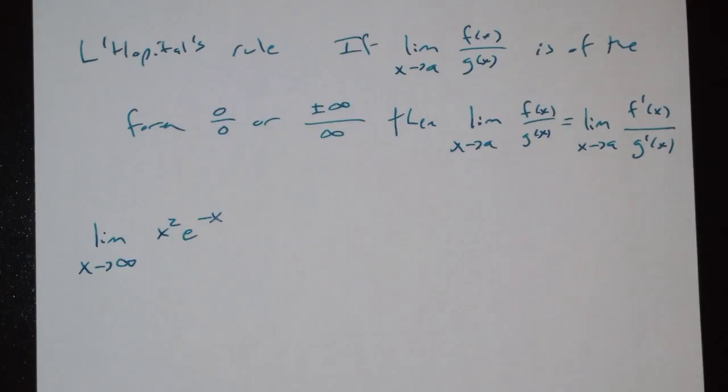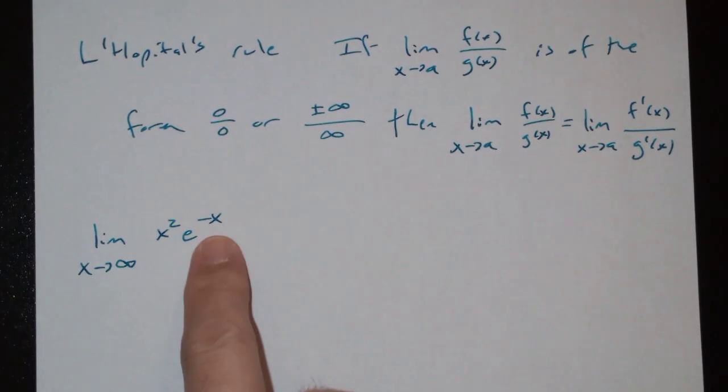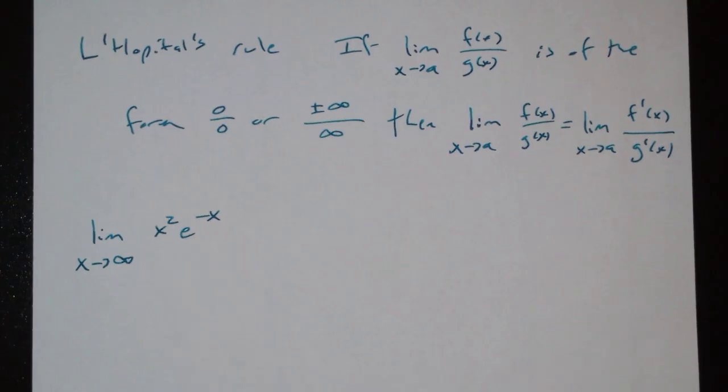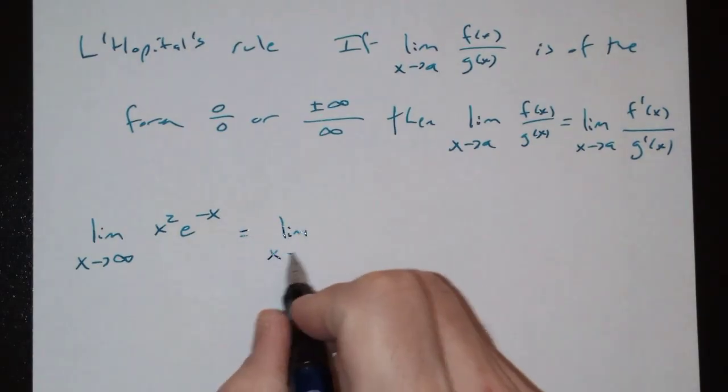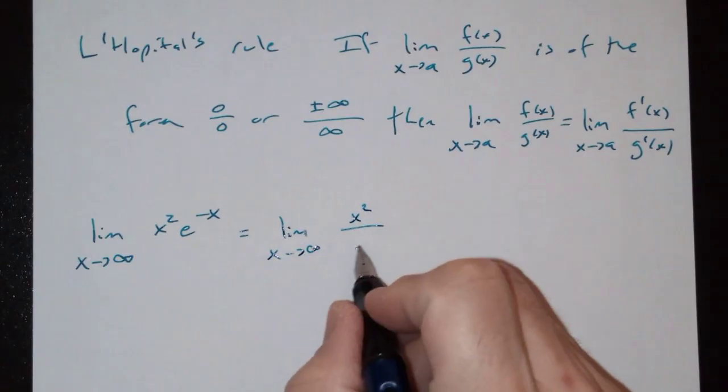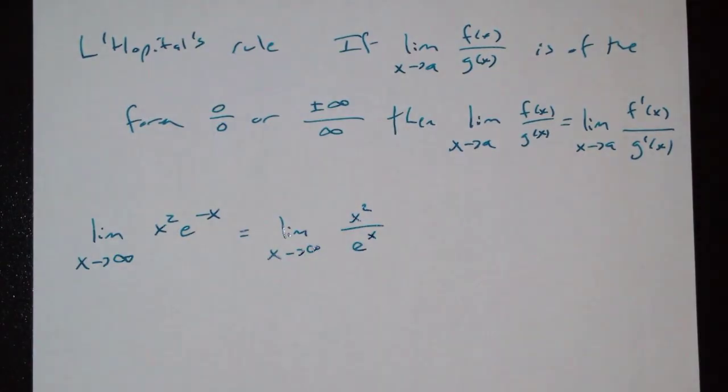And right now I'm in trouble because this is not division. Except it kind of is, because there's a negative power involved there. How can I move a negative power and make it not negative? So I'm going to write this with 1 over e to the x. Now I'm at least closer to seeing if this is going to be 0 over 0 or infinity over infinity.